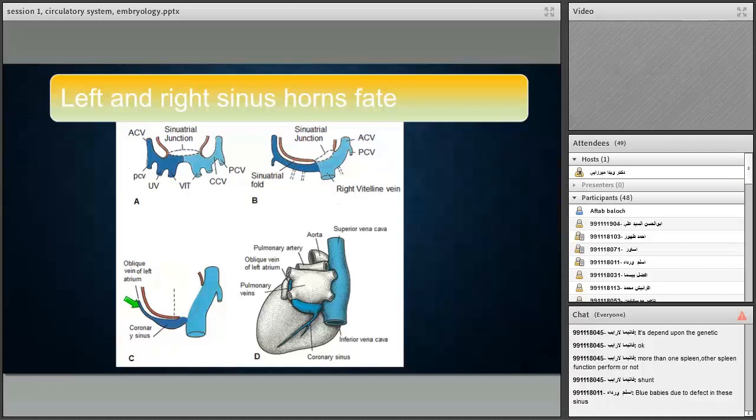Okay? The oblique vein of the left atrium and also the coronary sinus are the remaining parts of the left venous horn.